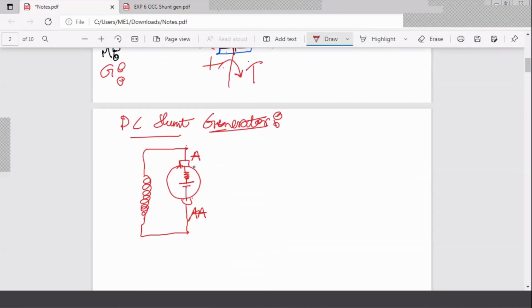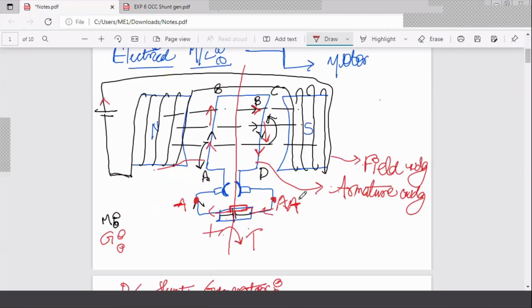Like this. The back EMF is also developed between A and AA. And the brushes are also there. There will be some voltage drop across the brushes also. So I'm calling this small RA, and this is the back EMF developed. For a generator, we call this the generated EMF EG. The coil inside is known as the armature coil, and the terminals of this armature coil are nothing but A and AA, which I have just drawn here.